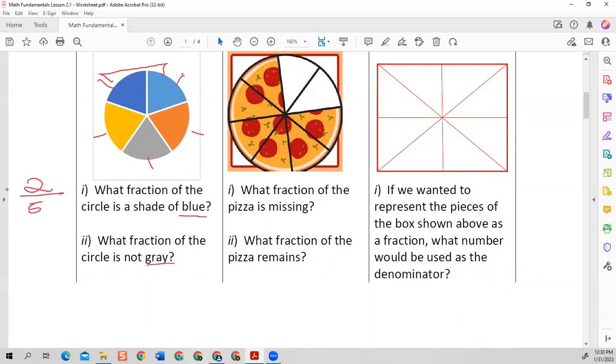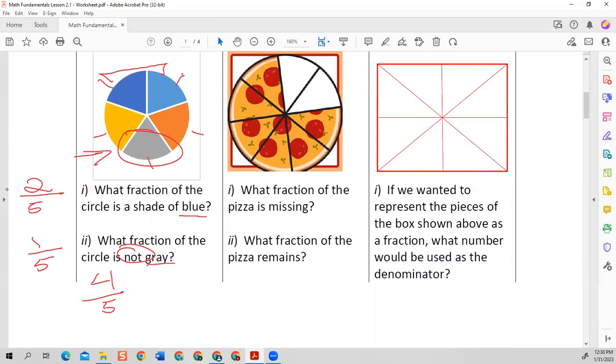The next one says what fraction of it is gray. So we have this one here that's gray. So I have 1 out of 5. So 1/5 of this picture is gray. Oh, and then it said not gray. So let's check not gray. That leaves us with 4 pieces that are not gray out of 5.